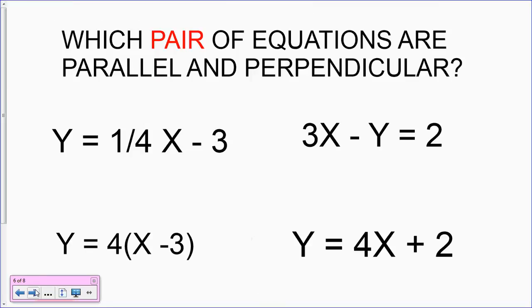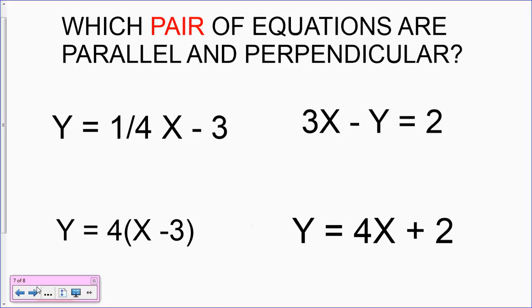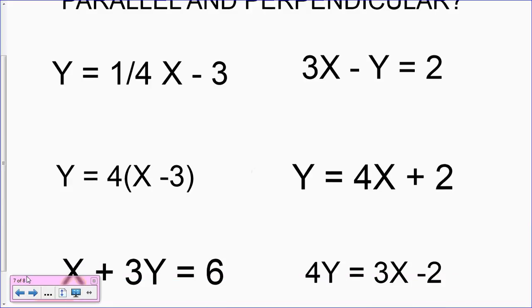Alright, so here's the last one. This one you guys are going to do on your own. I'm not going to show it to you, but I want you to practice this. It's really important. Which pair of equations are parallel and perpendicular? So you have to go through all 6 of these and determine if any of these equations are going to create parallel lines or perpendicular lines.